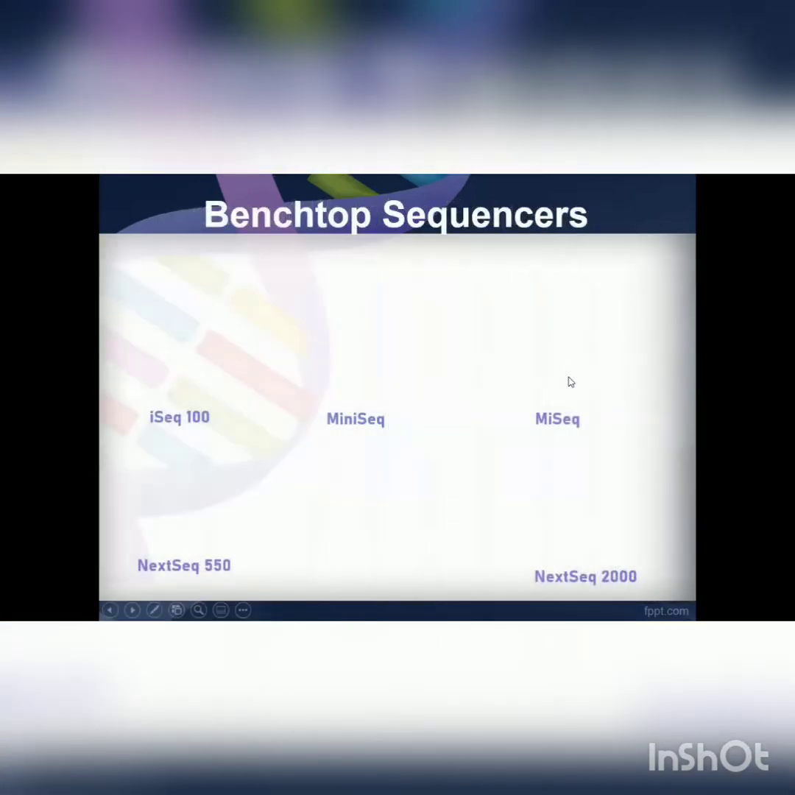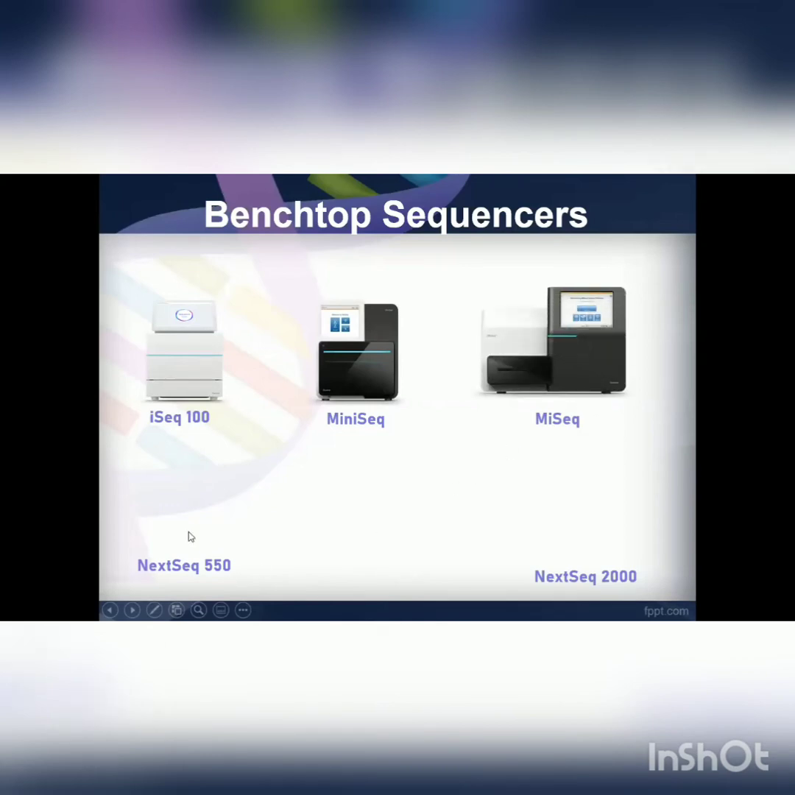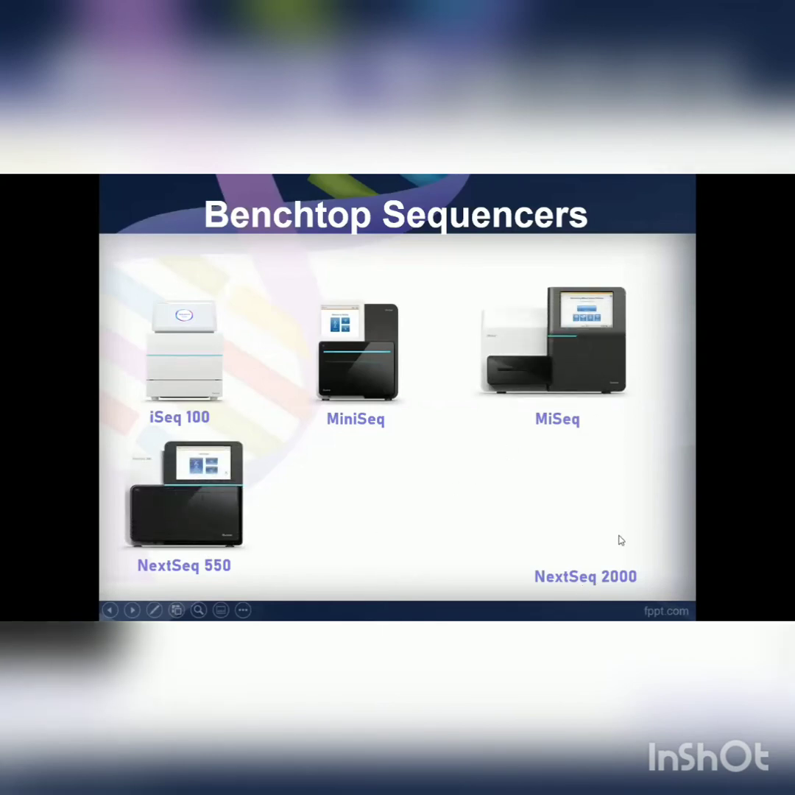Coming to the benchtop sequencers, the iSeq 100 is considered to be the most affordable sequencer, and these are used for many small-scale applications. The Illumina benchtop sequencers include the iSeq 100, MiniSeq, the MiSeq sequencer, the NextSeq 550, and the NextSeq 2000.